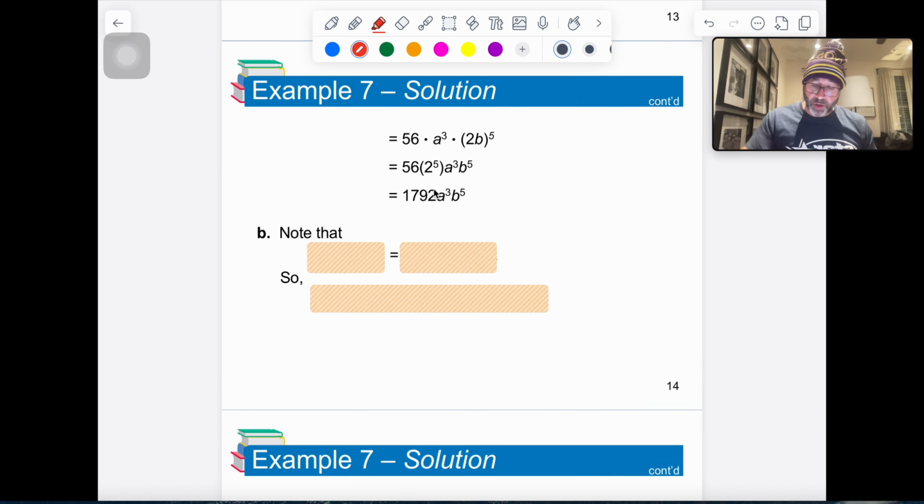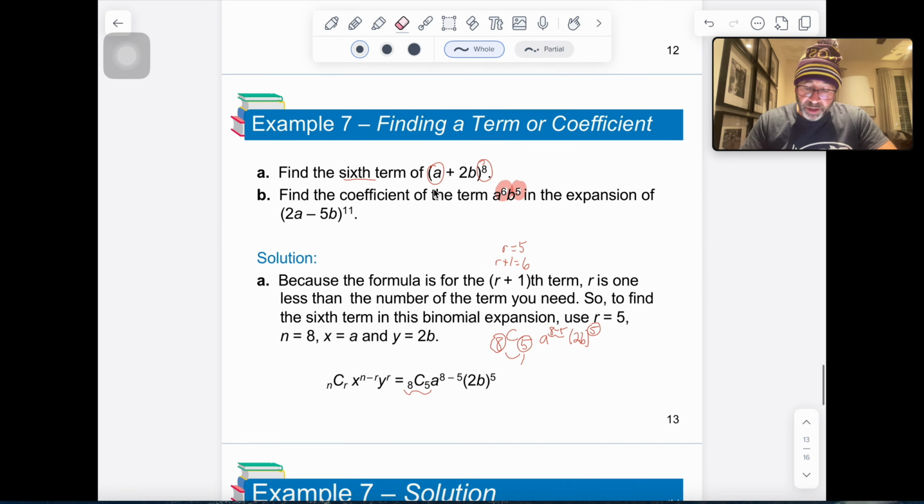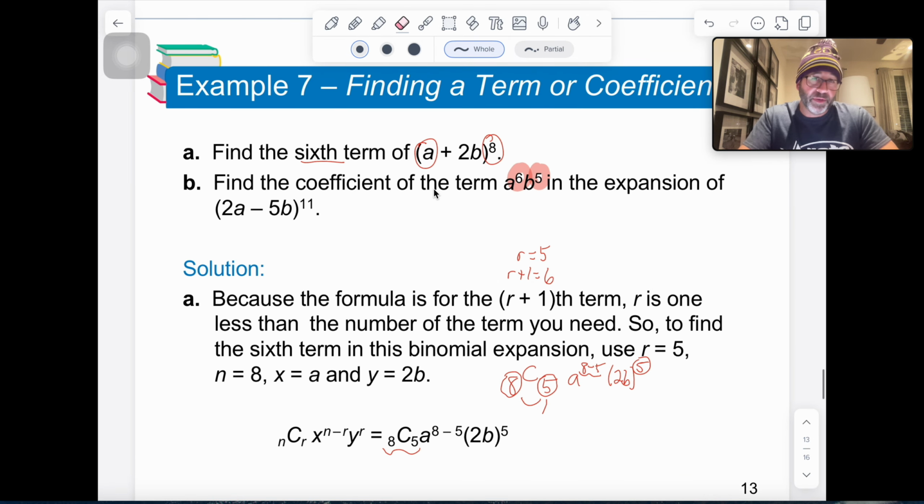Well, when we look at this, we know that it's (2a minus 5b) to the 11th power. Why do we know it's the 11th power? Well, first of all, they give us that it's the 11th power, but we also know that the 6 and the 5 add up to 11, okay?